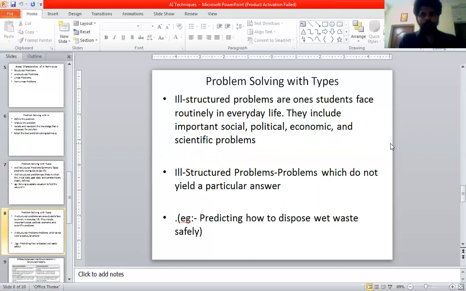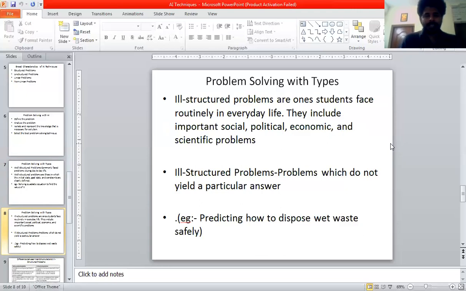Next, the second type of problem is the ill-structured problem. One that students face routinely in day-to-day life. They include important social, political, economic, and scientific problems that occur in day-to-day life. Mainly, ill-structured problems do not yield a particular answer. A good example is predicting how to dispose of wet waste safely. The real-time example for an ill-structured problem is a music composer composing music.